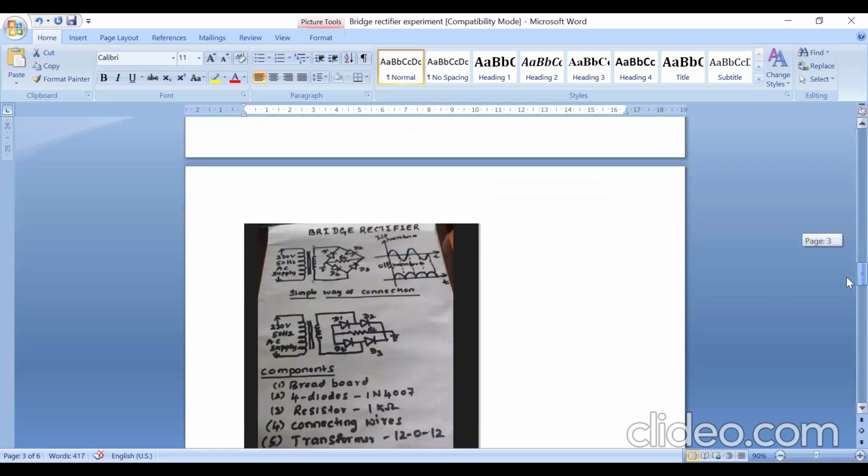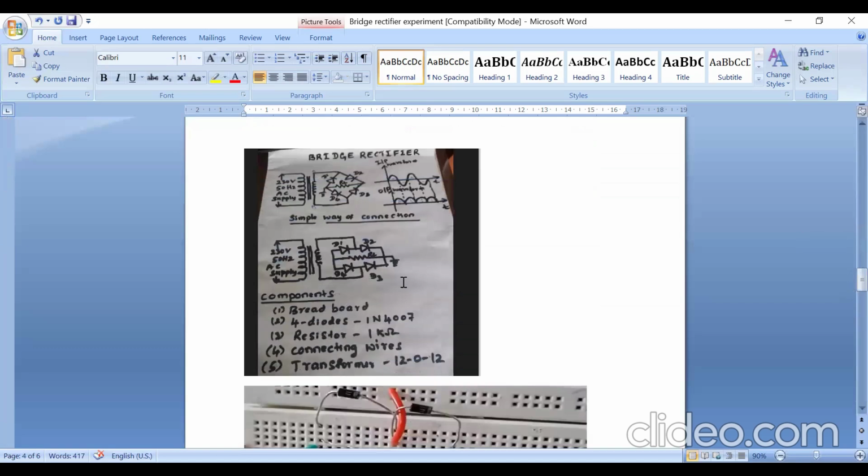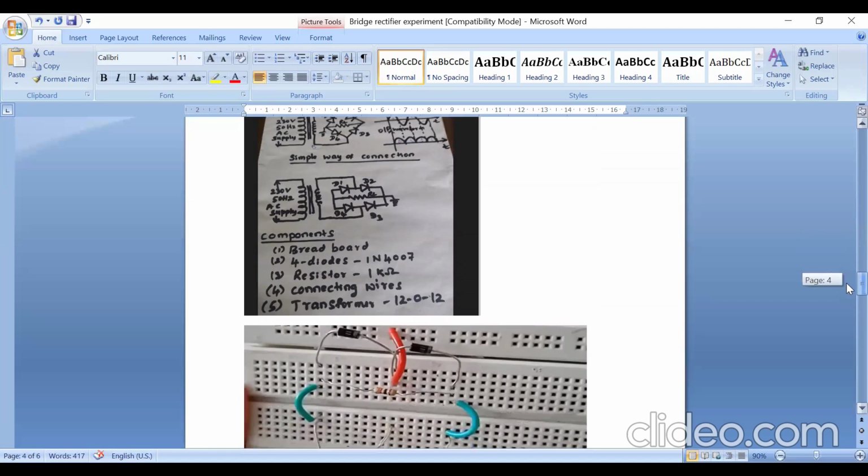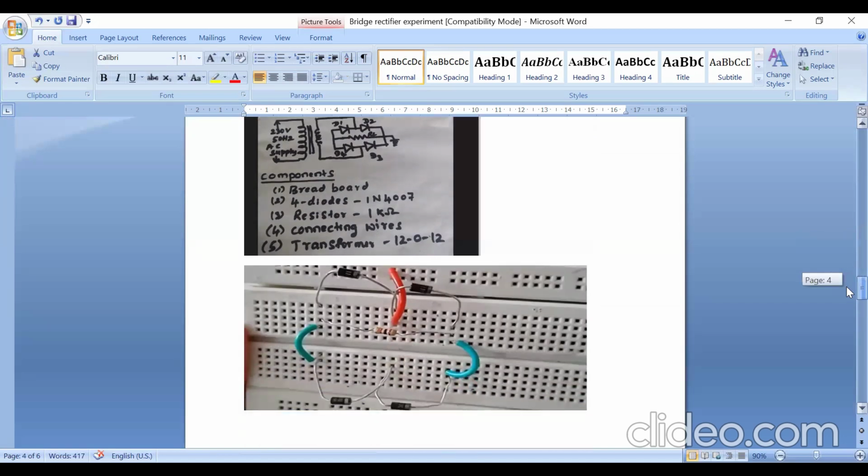So it looks like this. See, I have connected like this. How to do the connection, I'll show you now. See here, this is my diode 1, diode 2, this is diode 4, and this is diode 3. There is a white bar, a ring, here; it indicates the cathode. All the diodes have the white bar here, which indicates the cathode.